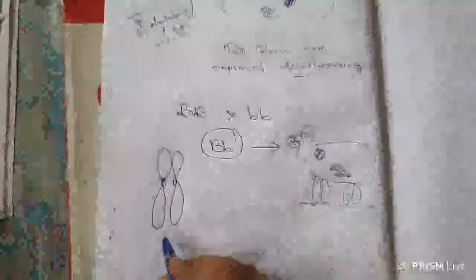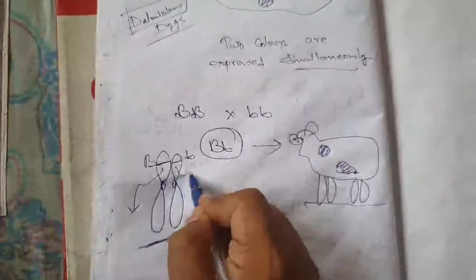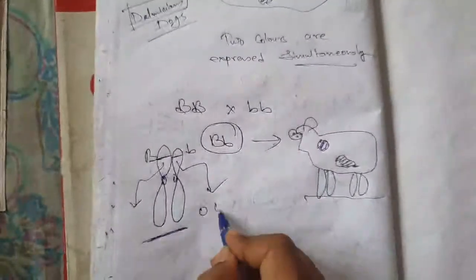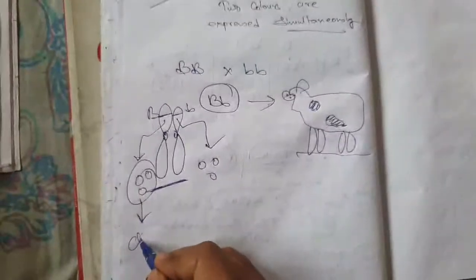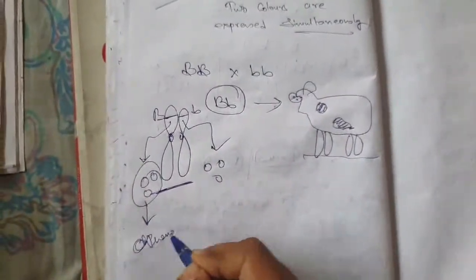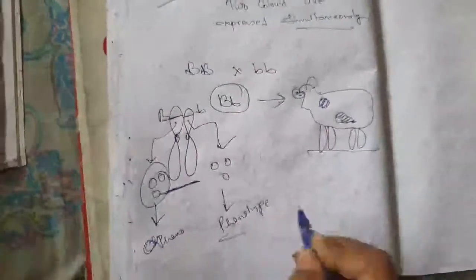So if I consider the two homologous chromosomes, and B stays here. In case of codominance, proteins from here are also expressed, proteins from here are also expressed, and both are expressed individually. Each expresses its own phenotype. Nothing can be denied, and a mixture of the phenotypes cannot be expressed.